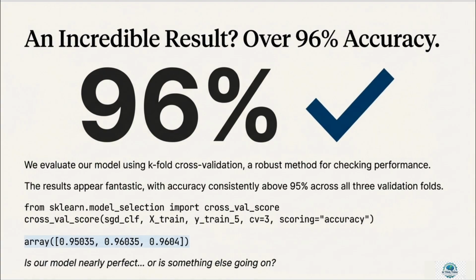In almost any other context, like a history exam or a batting average, getting 96% is very close to perfection. You might be tempted to pop out the champagne and deploy this model and call it a day. It seems like our SGD classifier is a genius that rarely makes a mistake. But I'm here to tell you to pause. In machine learning, whenever a result looks this good on the first try, you should be suspicious. Is our model actually perfect, or is there something else going on here?